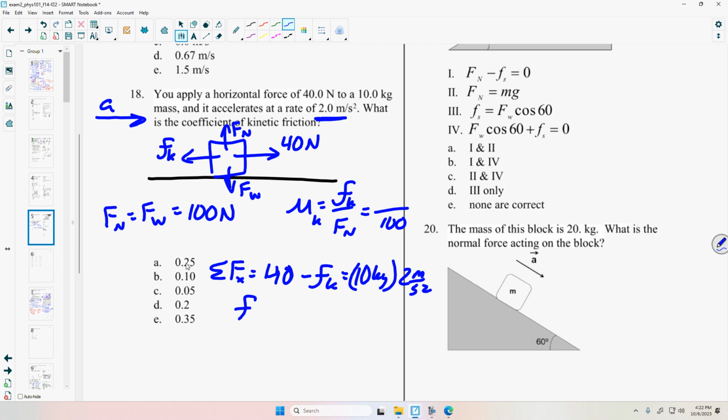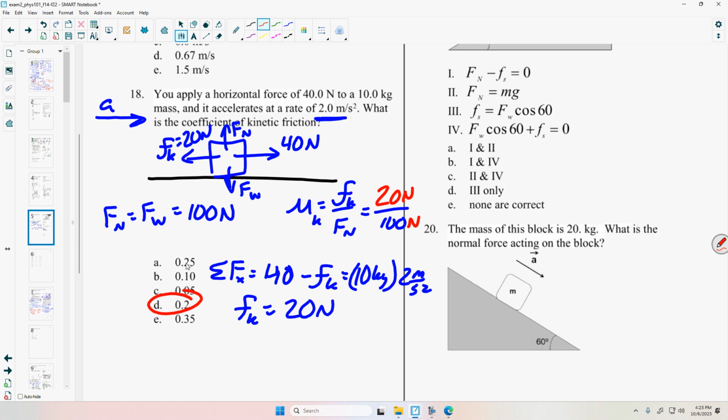So I can figure out Fk. It's just 40 minus 20, or 20 newtons. So I have this other force up here of 20 newtons. Then that goes back to where I was before. I can put in my 20 newtons divided by 100 newtons, so the answer is 0.2.